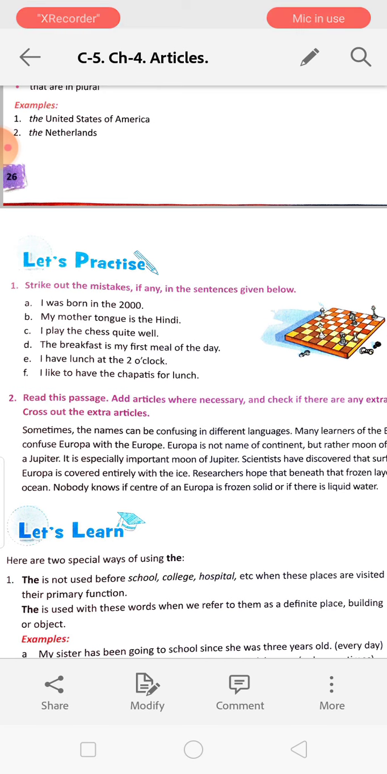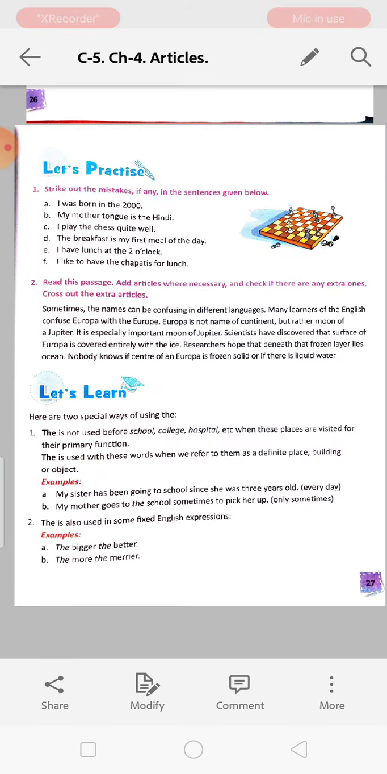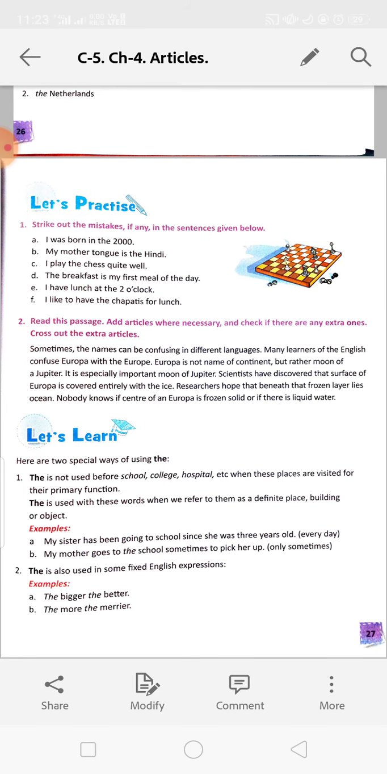Read the passage, add articles where necessary, and check if there are any extra ones. Cross out the extra articles. This one you will do by yourself. You will read by yourself. Okay. You will do by yourself. And you will check the answers when I send them to you.